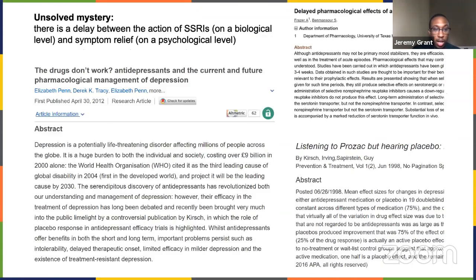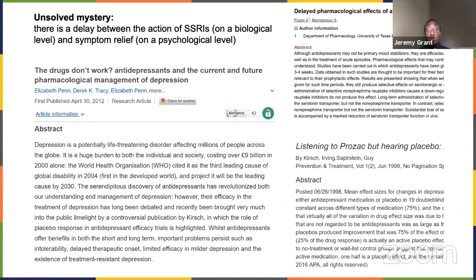The next unsolved mystery regarding SSRIs is the delay between the action of SSRIs on a biological level and symptom relief on a psychological level. There's a noticeable delay in the time between a person starts taking the drug and the time when they start to feel better. It usually takes several weeks for someone to be on Prozac before they actually start to experience symptom relief, even though the biological mechanisms start immediately. We also know that about 40% of individuals who use antidepressants become treatment resistant. And also that there are so many side effects of medication use, such as weight gain and others.